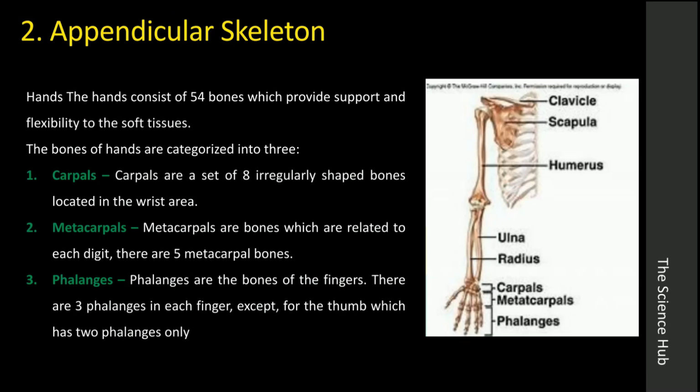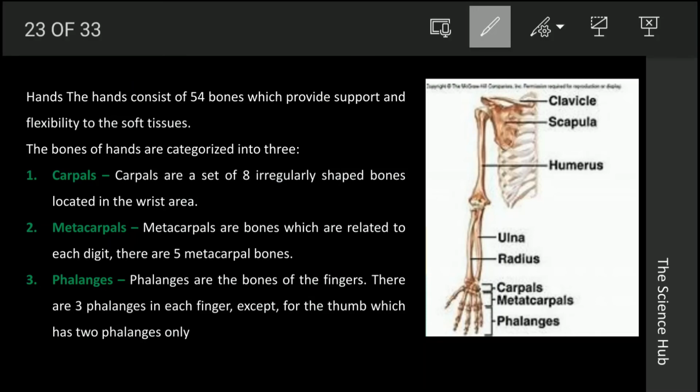The hand consists of 54 bones which provide support and flexibility to the soft tissue. The bones of hand are categorized into 3, that is the carpals, metacarpals and phalanges. Carpals are the set of 8 irregular shaped bones located in the wrist area. Metacarpals are the bones which are related to each digit, and there are 5 metacarpal bones.